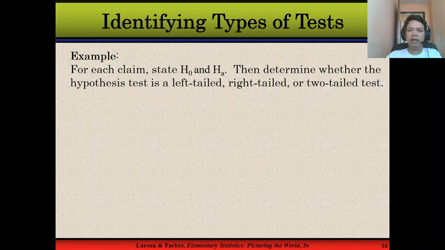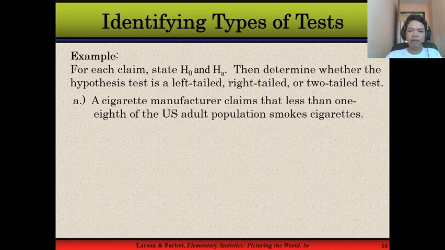Okay, next, identifying the types of tests. So, let's have a few examples para ma-determine natin whether this is a left-tailed, a right-tailed, or a two-tailed test. A cigarette manufacturer claims that less than 1/8 of the US adult population smokes cigarette. So, ang claim ay less than 1/8 of the US adult population smokes cigarette.